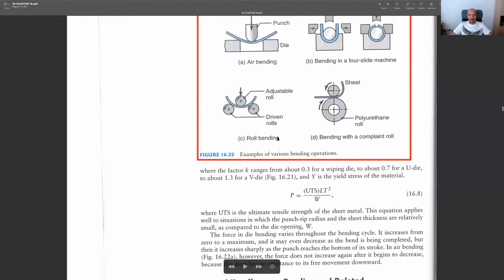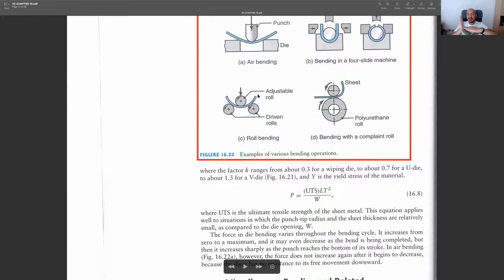Then we have roll bending. This is a nice and simple way of bending sheet metals. We have one of these machines in our machine shop. What we do, we simply adjust the height of this roller, and then feed our sheet metal in between, and then it will be bent, as you see, into a kind of an arc.